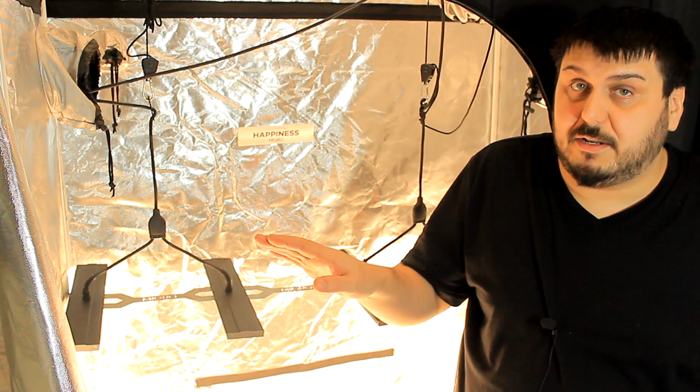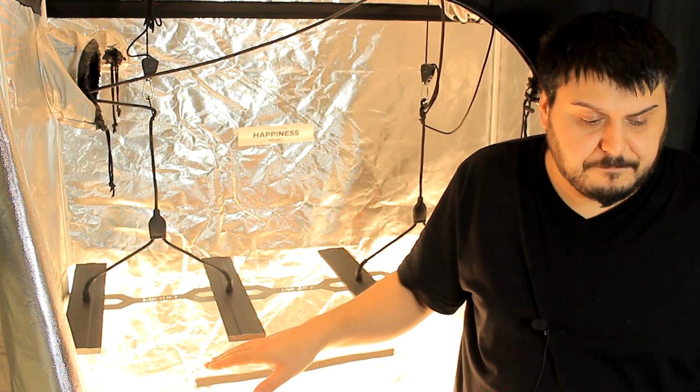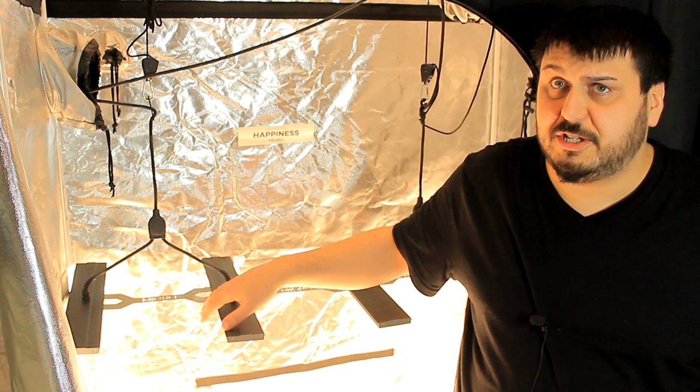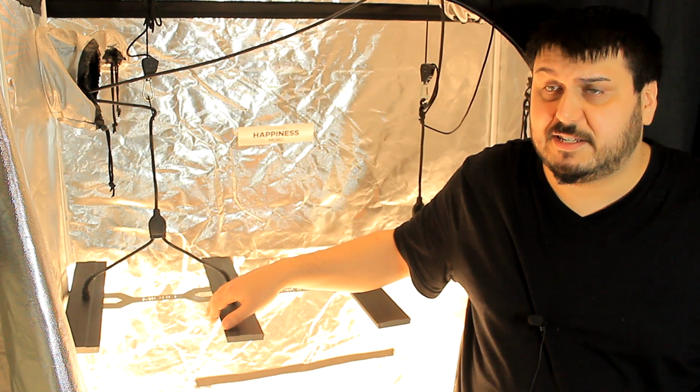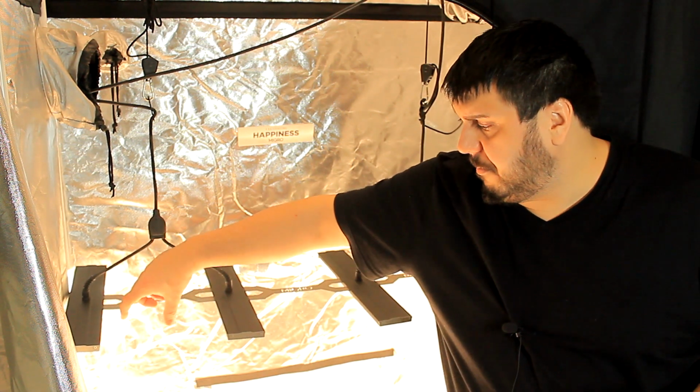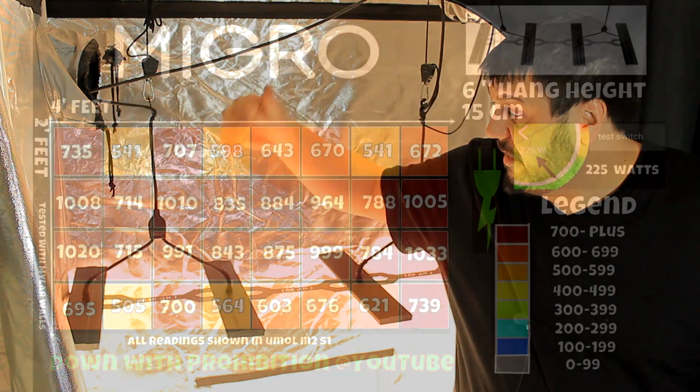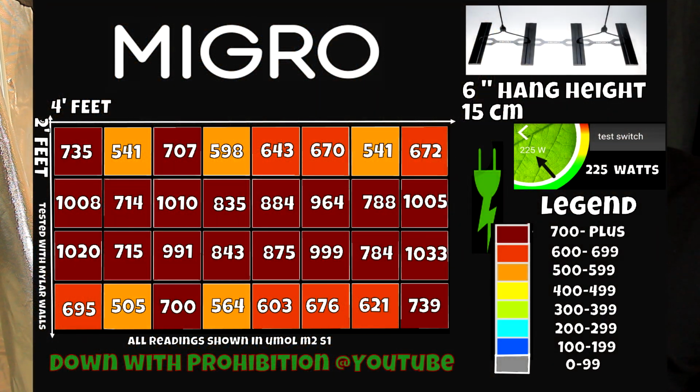At a 6-inch hang height, I thought that was going to be maybe a little bit worse than what it was. I didn't think it was going to be as good as it was at 6 inches, just because of how far the bars are apart. But it totally surprised me. So the average PAR at this level was 771.